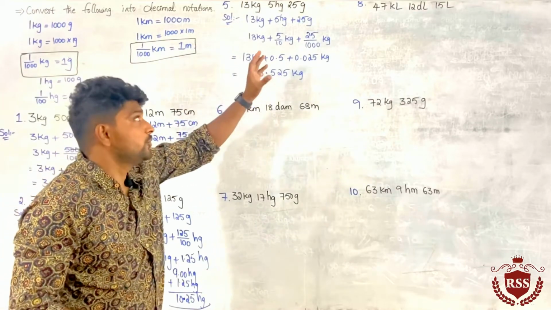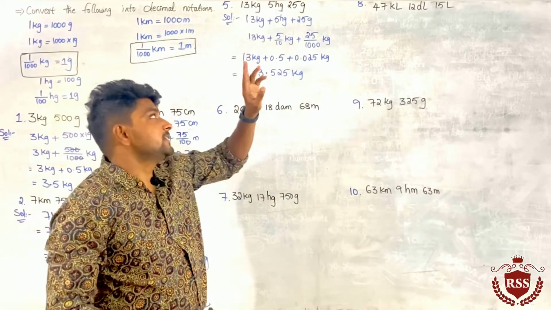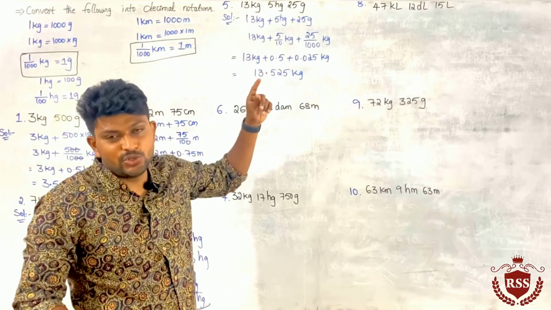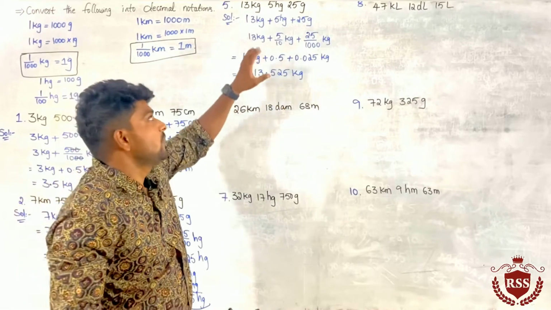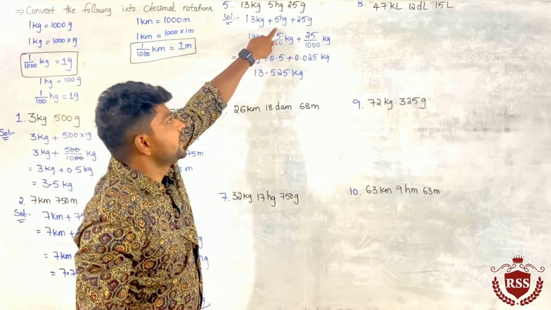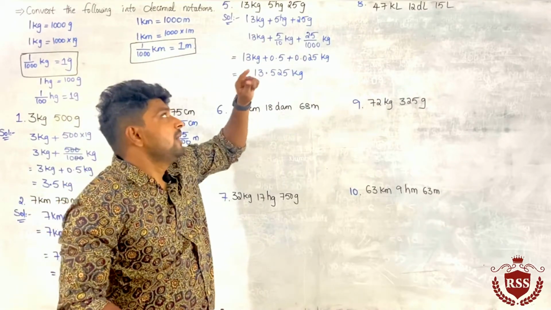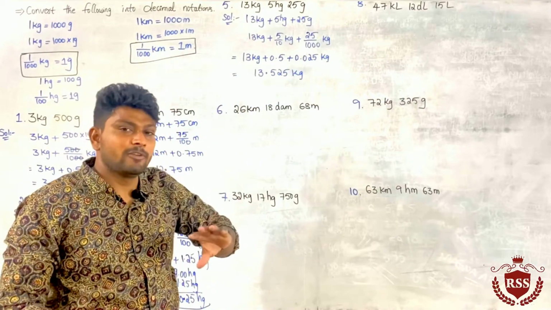What we are doing is only one thing: we are converting all the smaller units into the largest unit of the given question. So what are all the smaller units here? Hectograms and grams will be converted into kilograms.